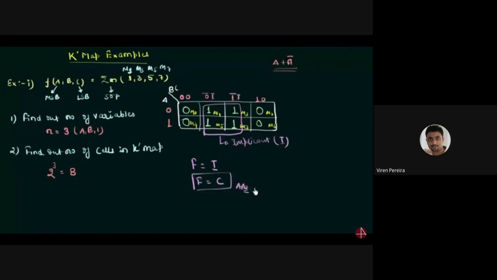You can see that solving K-map is very simple as compared to your minimization using Boolean algebra.